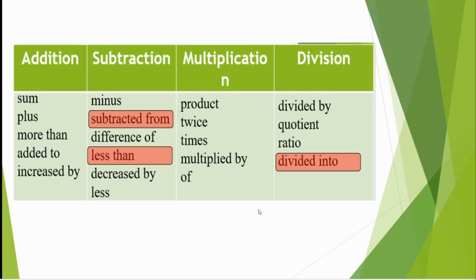What are the phrases that we are using? The first one, in addition, we can use sum, plus, more than, added to, and increased by. For subtraction, we have minus, subtracted from, difference of, less than, decreased by, or less. For multiplication, we have product, twice, times, multiplied by, and of. For division, we have divided by, quotient, ratio, and divided into.